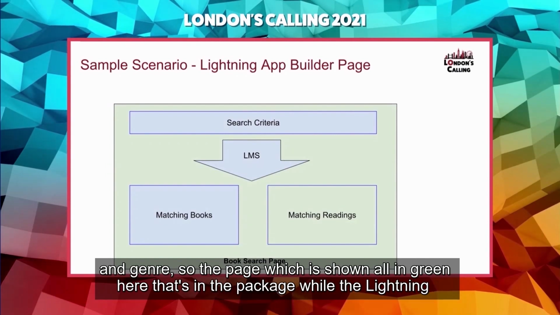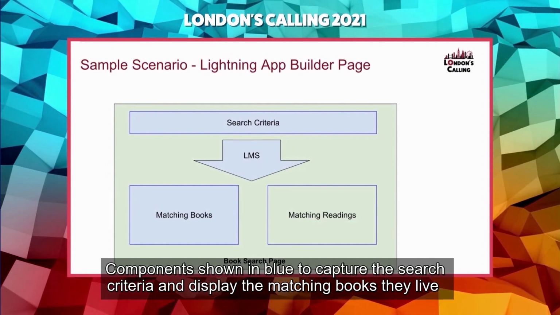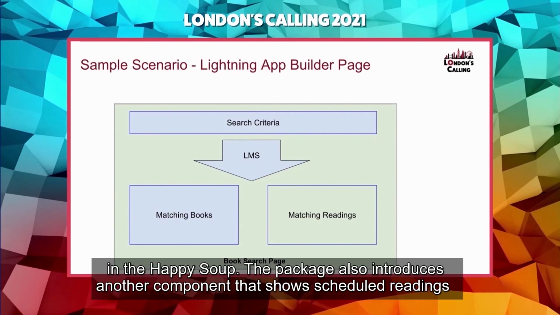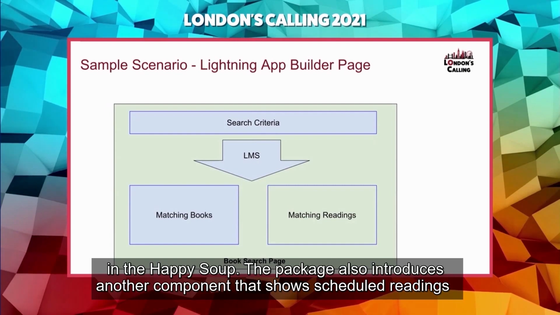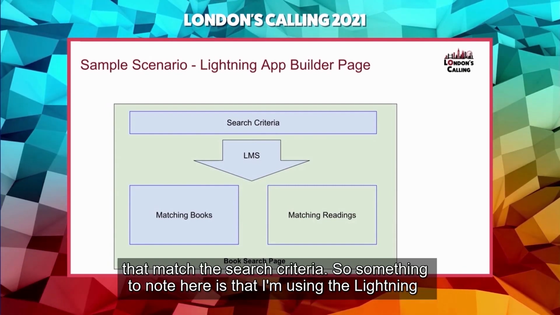So the page, which is shown all in green here, that's in the package, while the Lightning component shown in blue to capture the search criteria and display the matching books, they live in the Happy Soup. The package also introduces another component that shows scheduled readings that match the search criteria.